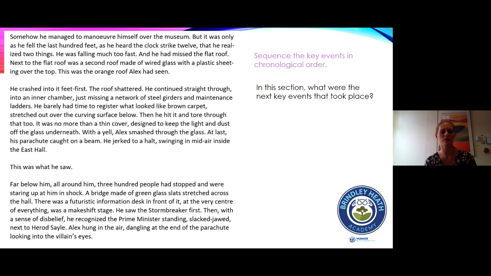Somehow he managed to manoeuvre himself over the museum, but it was only as he fell the last 100 feet, as he heard the clock strike 12, that he realised 2 things. He was falling much too fast and he had missed the flat roof.